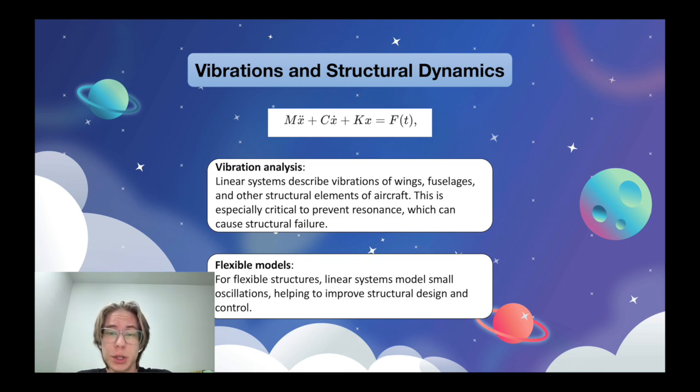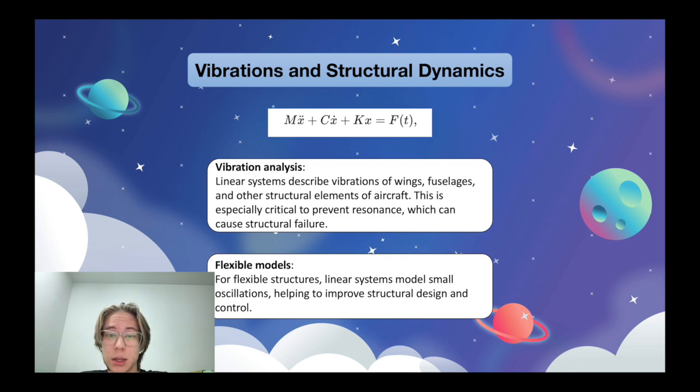For example, wing vibration analysis. For an aircraft wing, the system of equations can be modeled as shown in the presentation, where M, C, K are the mass, damping, and stiffness matrices, and X is the displacement vector. Solving this linear equation allows engineers to predict the wing's behavior under vibrations.